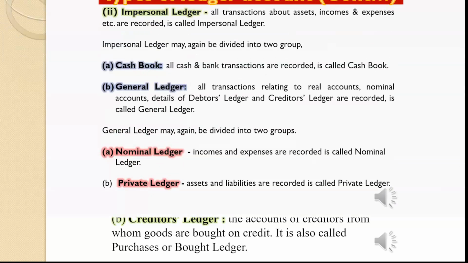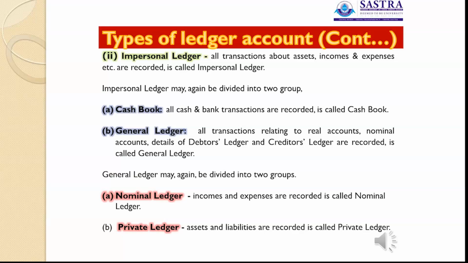Okay. Then next one is impersonal ledger. Impersonal ledger means the ledger where details of all transactions about assets, income and expenses are recorded. Again, impersonal ledger is divided into cash book and general ledger.